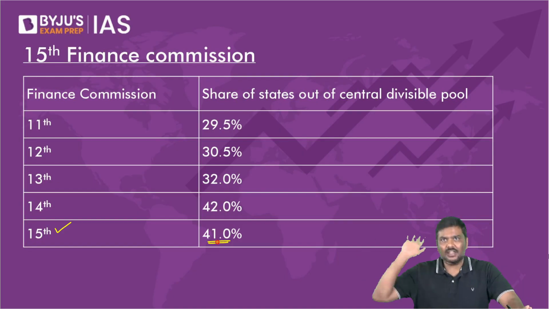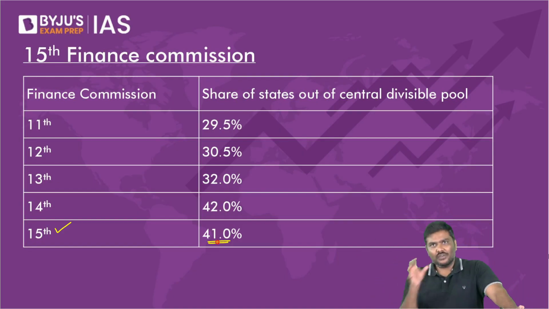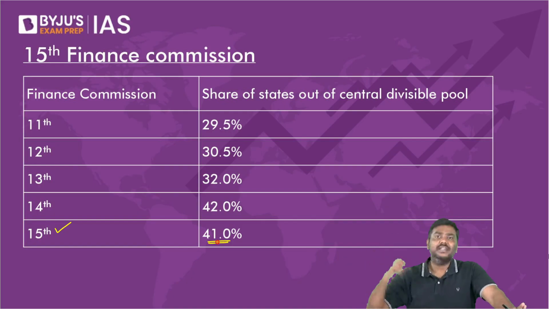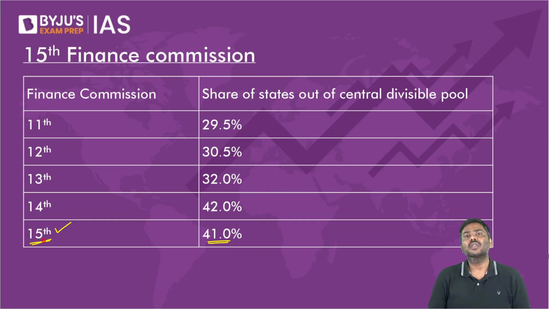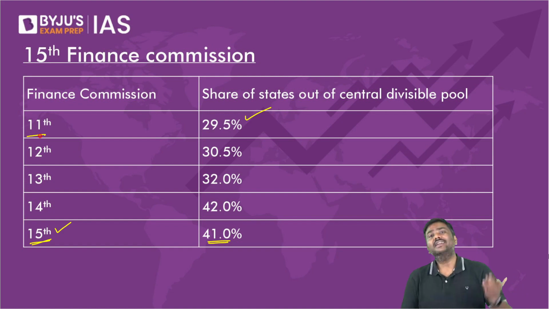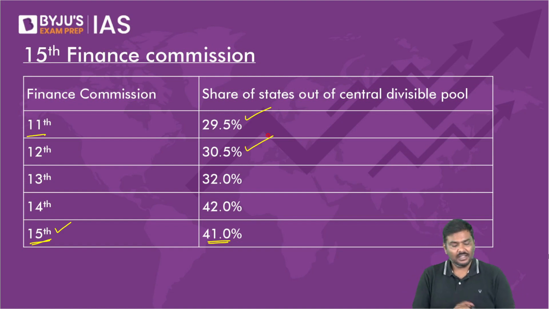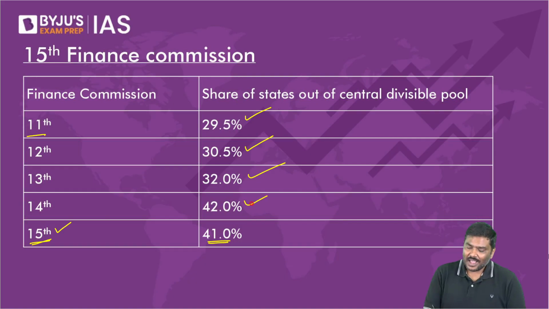Is the logic okay? Out of the divisible pool of taxes, 41% will go to the states and the remaining 59% will go to the central government. Any problem with the vertical devolution formula? And look at how the vertical devolution formula has changed over a period of time. Initially, it was 29.5% in the 11th Finance Commission. Then it was increased to 30.5%. It was increased to 32%. And in the 14th FC, it was increased to 42%. Now it has been adjusted to 41%.